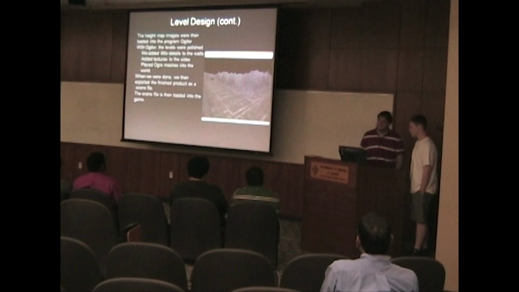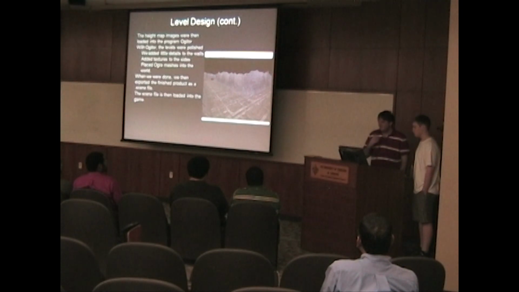Here's a picture of Ogitor. Once we loaded in the height map, we had what we needed, so we just polished up what the level would look like. We gave it some textures, and we placed objects as our artists actually gave us throughout the level, our spawners, our buildings, our random debris.